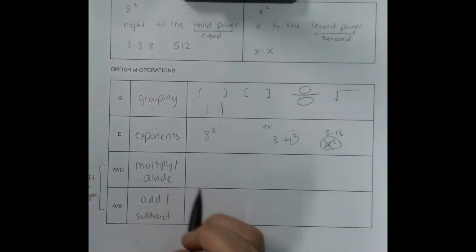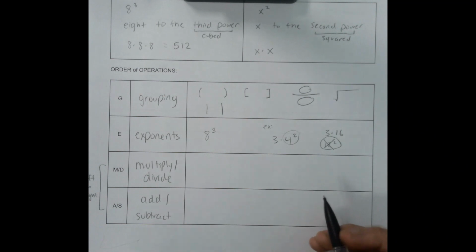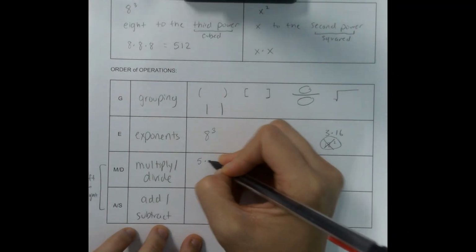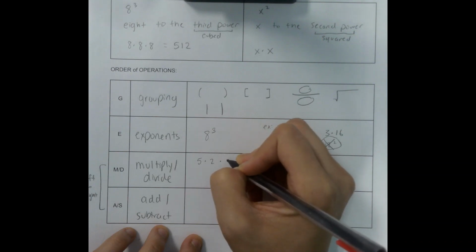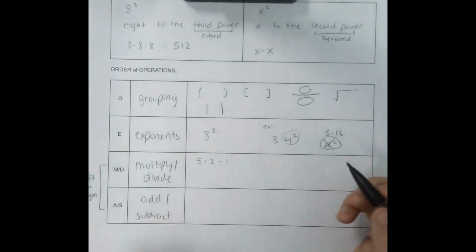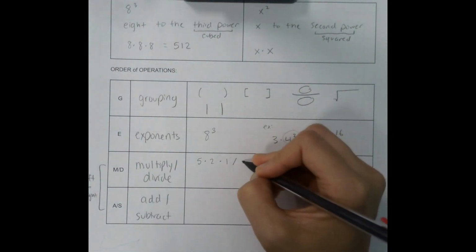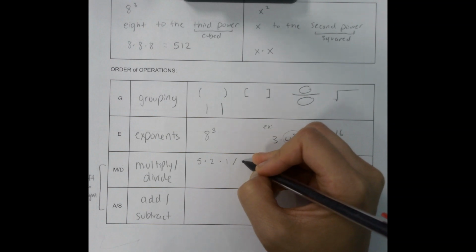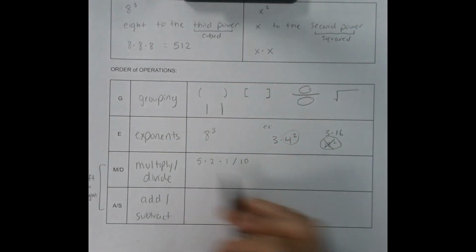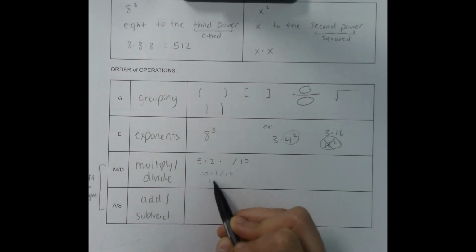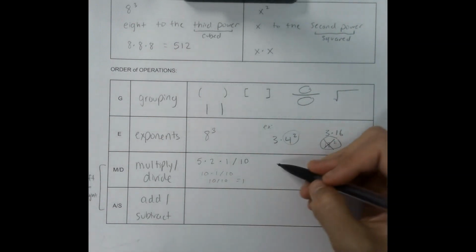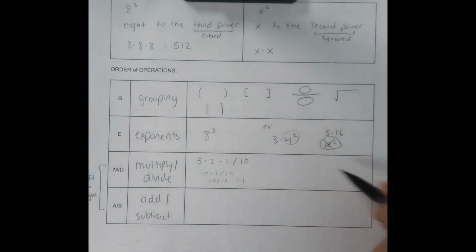Multiply and divide. This is the next one that we do, and we do it from left to right. So if I have 5 times 2 times 1 divided by 10, we just do it in order. So we would do 10 times 1 divided by 10. 10 divided by 10 equals 1. I wouldn't do it in any other order from left to right. It's not a very good example, but just do it from left to right.